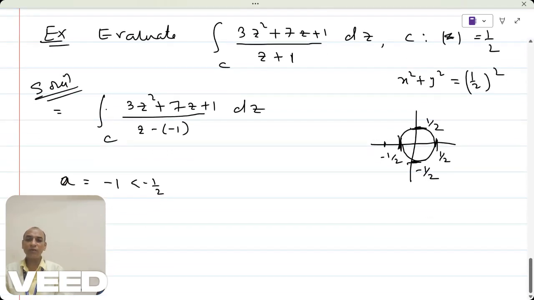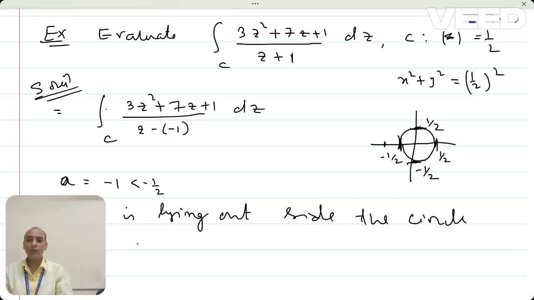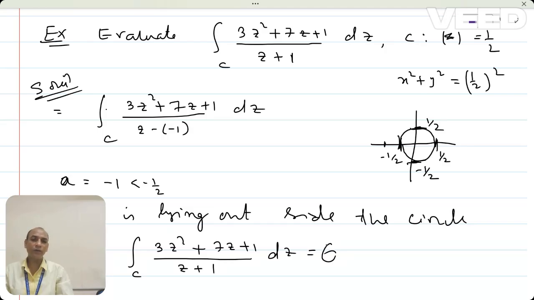So a equal to minus 1 is lying outside the circle. Therefore, integration over C of 3z square plus 7z plus 1 divided by z plus 1 dz will be nothing but 0. No need to evaluate anything. It is simply 0. Okay.